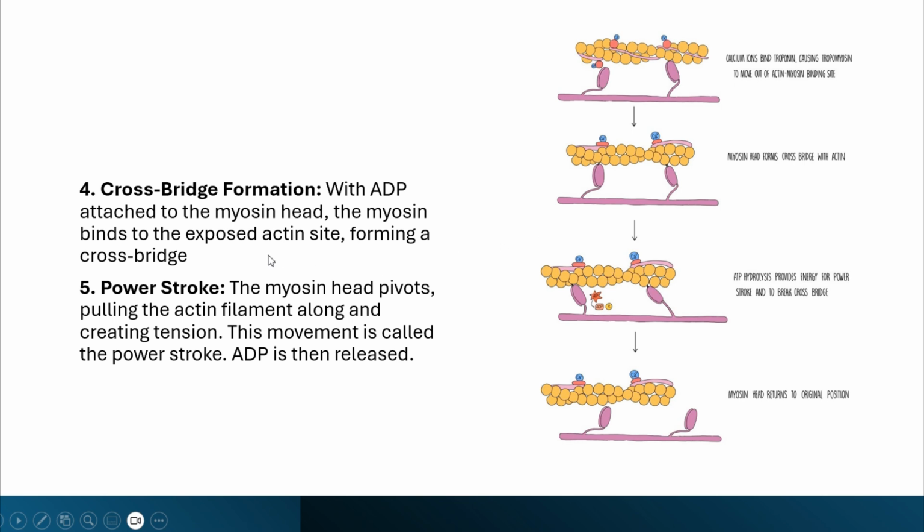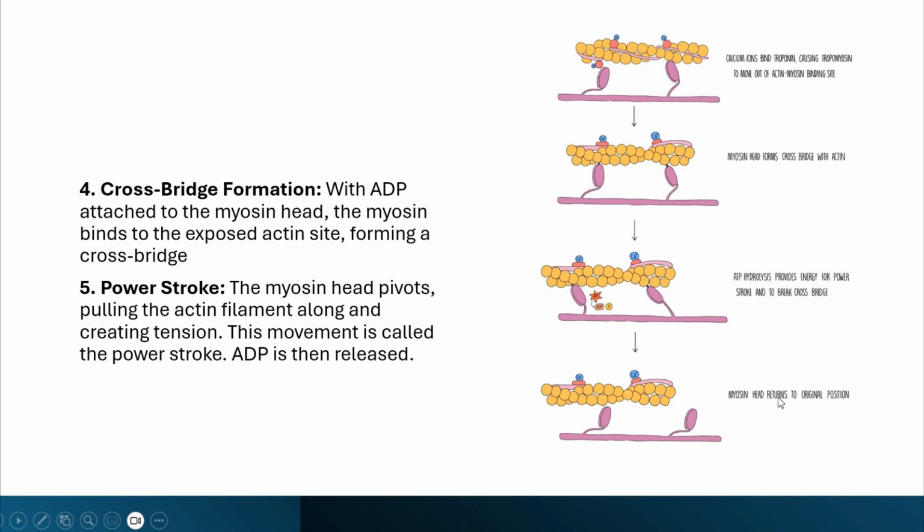Then you get a power stroke. The myosin head pivots, pulling the actin filament along and creating tension. This movement is called the power stroke. ADP is then released. So the myosin head pivots forward and slides the actin above it forward. The actin is going to be moving left, as you see here according to the diagram.